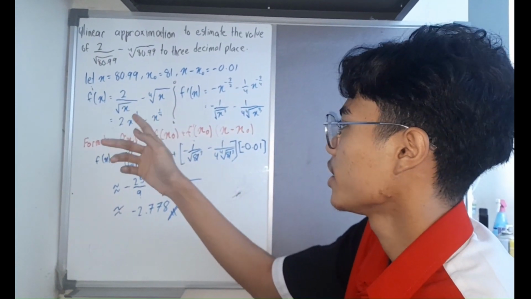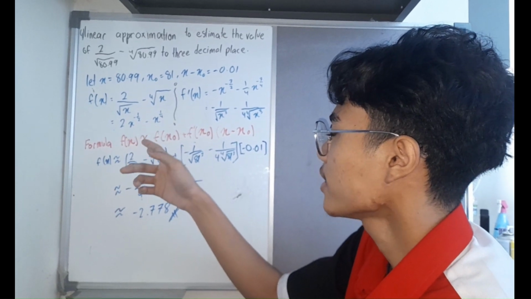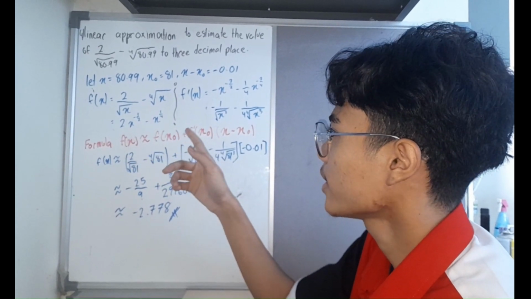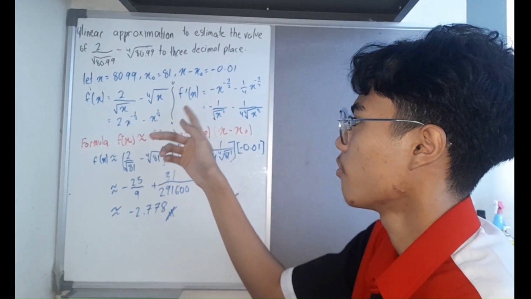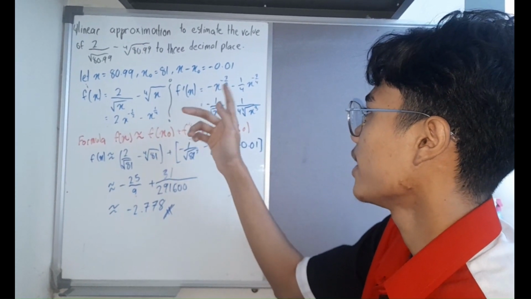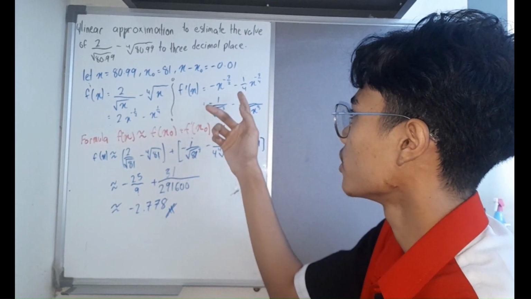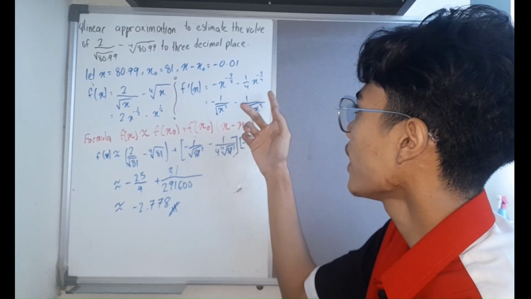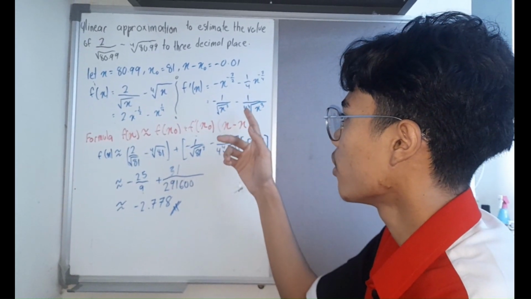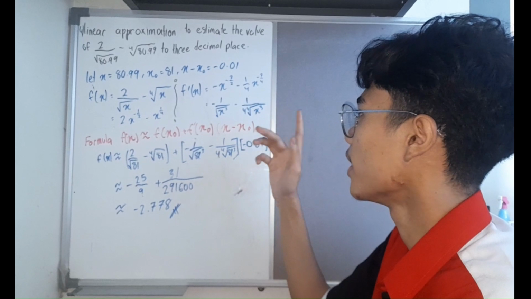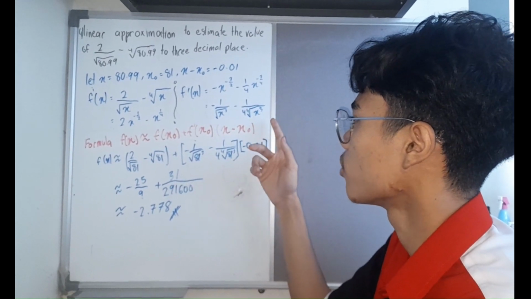Then we find f(x), which is essentially this equation, but we replace 80.99 with x. We can simplify it to 2x to the power of negative 1/2 minus x to the power of 1/4. Then we find f prime of x from this, and we get negative x to the power of negative 3/2 minus 1/4 x to the power of negative 3/4, which we can simplify to negative 1 over the square root of x cubed minus 1 over 4 times the fourth root of x cubed.